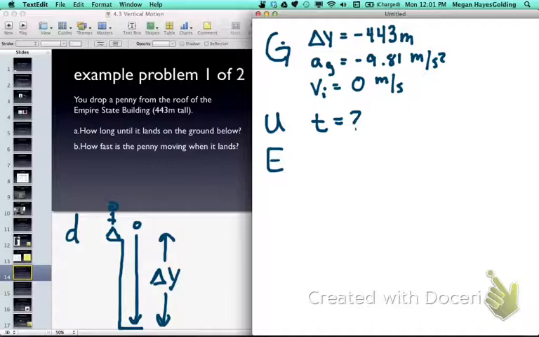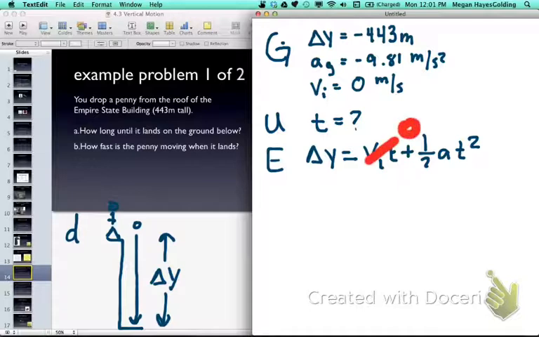Look over your vertical motion kinematics equations. We'd like to find time. The most suitable equation for that is... Now, one beautiful thing about this equation is that the initial velocity being zero makes that entire term go away.